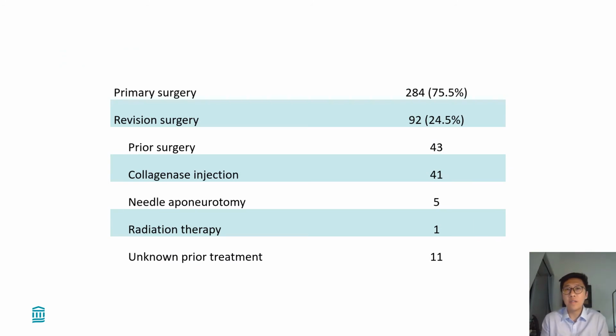A subpopulation of 92 patients had previously undergone a prior treatment, which included either surgery, collagenase injection, needle aponeurotomy, radiation therapy, or some unlisted procedure.